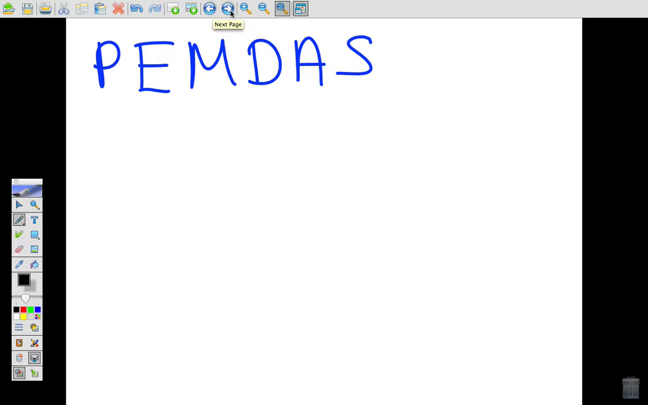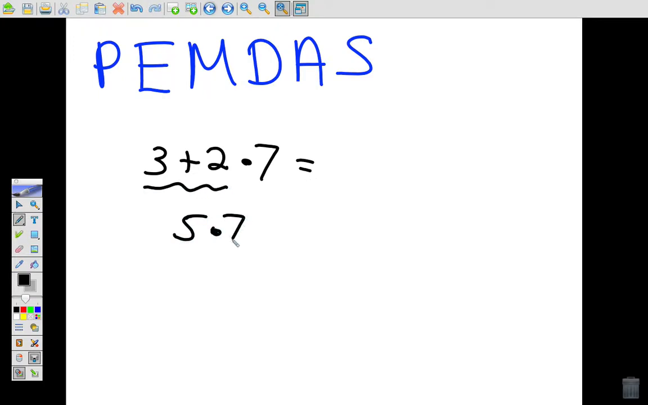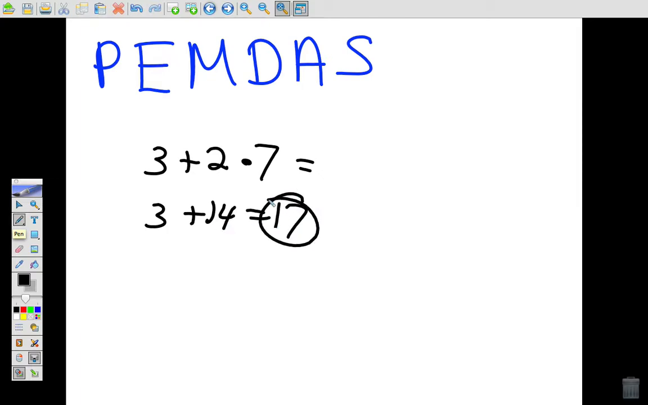So for example, if you had 3 plus 2 times 7, we have to use the order of operations on this because there's different answers we could get if we don't use it. For example, if you added 3 plus 2 first, which is 5, and then take that times 7, you get 35. But that's a totally different answer than if you multiplied first. 2 times 7 is 14, and 3 plus 14 is 17, and actually this would be the correct answer.